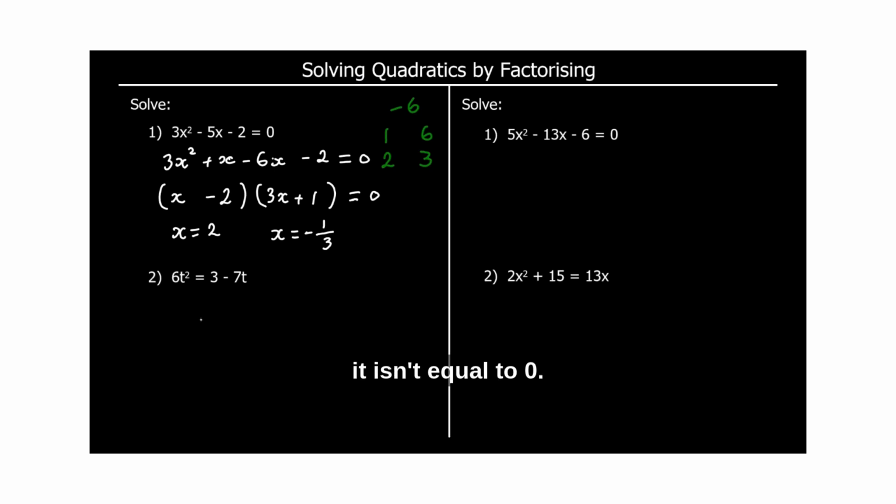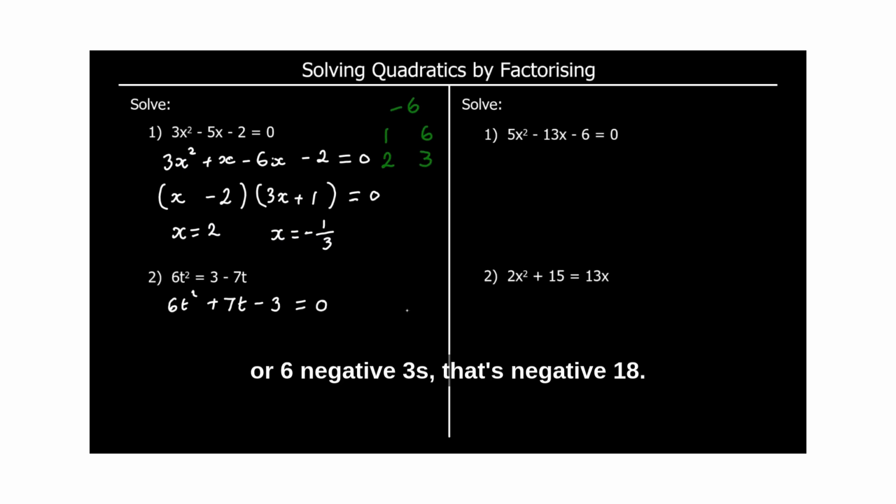The second question, it isn't equal to 0. So before I can factorize it, I need to make it equal to 0. So I'm going to plus 7t and take away 3 from both sides to make it equal to 0. So 6t squared plus 7t minus 3 equals 0. Now a times c, 6 3s or 6 negative 3s, that's negative 18.